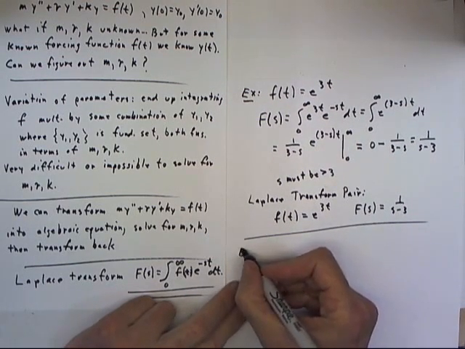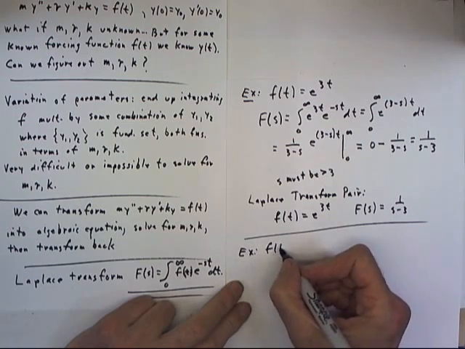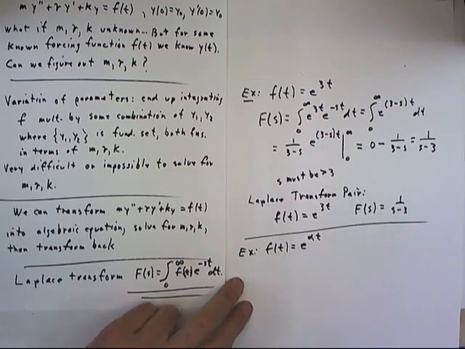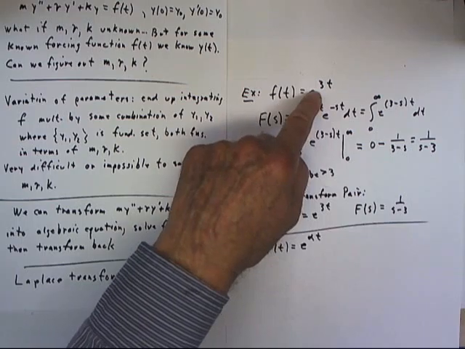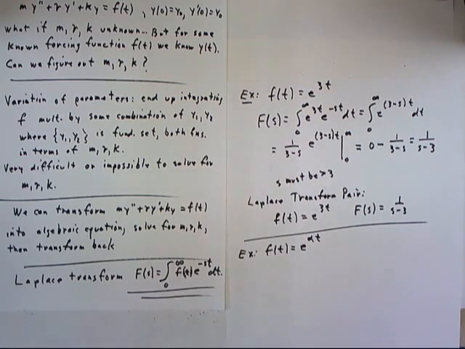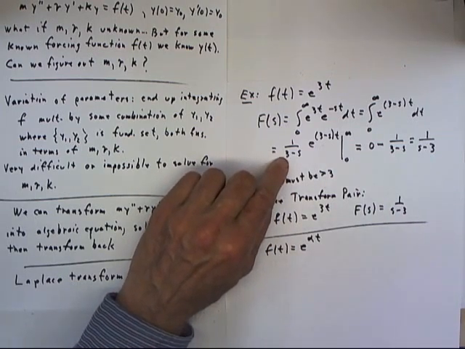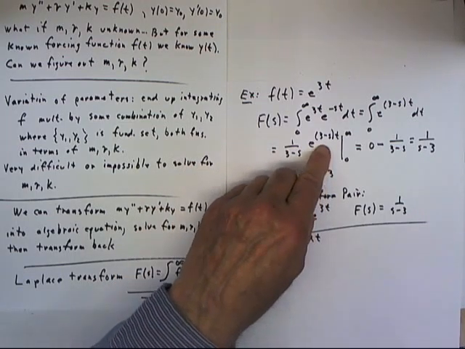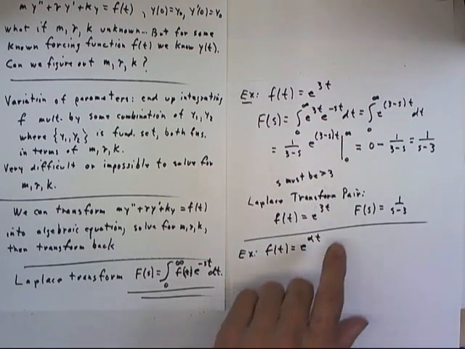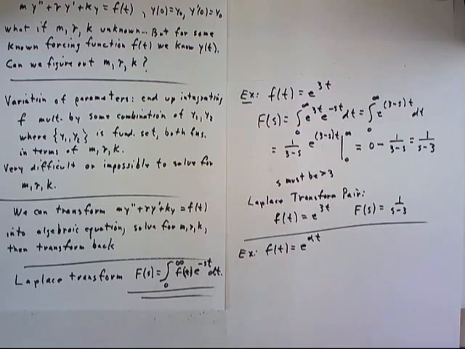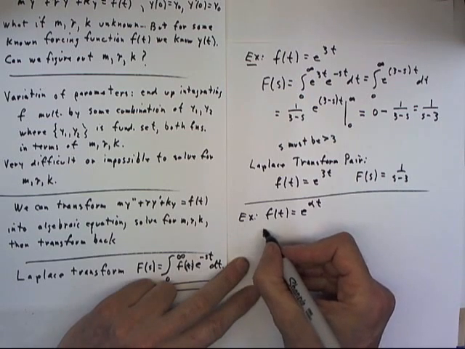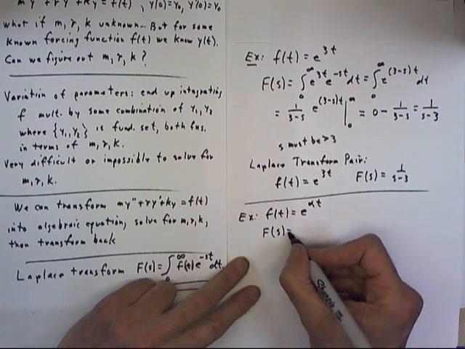And let's do another example. Let's let f of t equal e to the alpha t. Here we did e to the alpha t for alpha equals 3. The integral we get for e to the alpha t is going to be very similar, except instead of 3, we're going to end up with alpha here. And you can see that this exponent is going to be negative as t approaches infinity, as long as s is greater than or equal to alpha. So let's write out the details of this and look at what our Laplace transform pair is. See if you can figure it out before I do it.